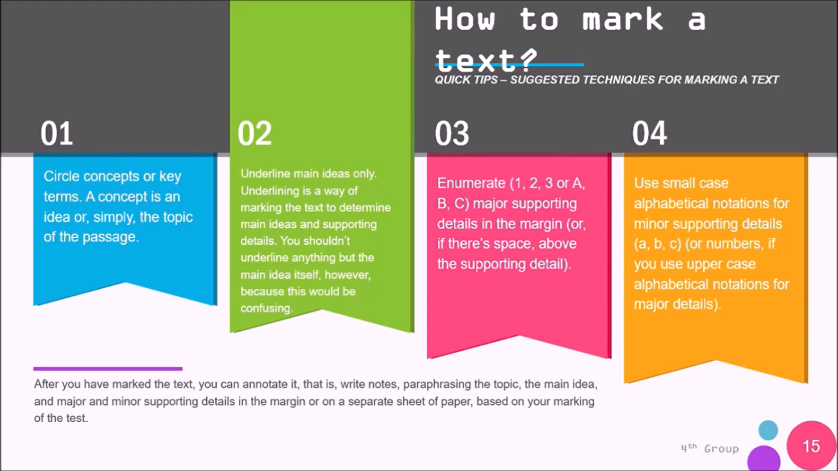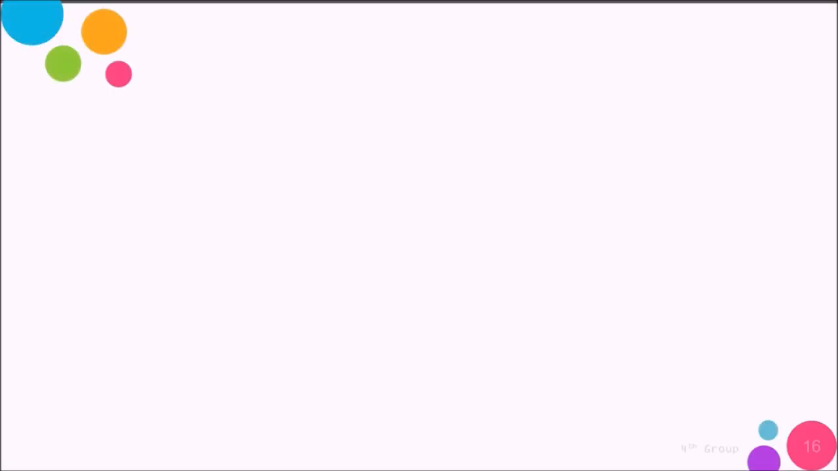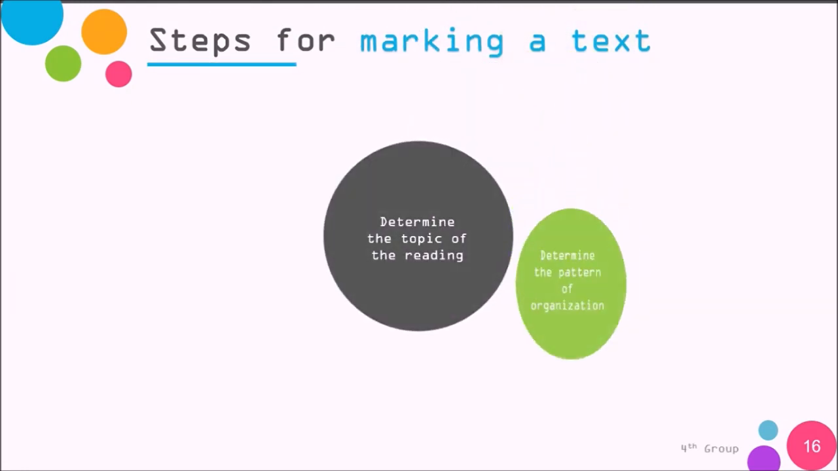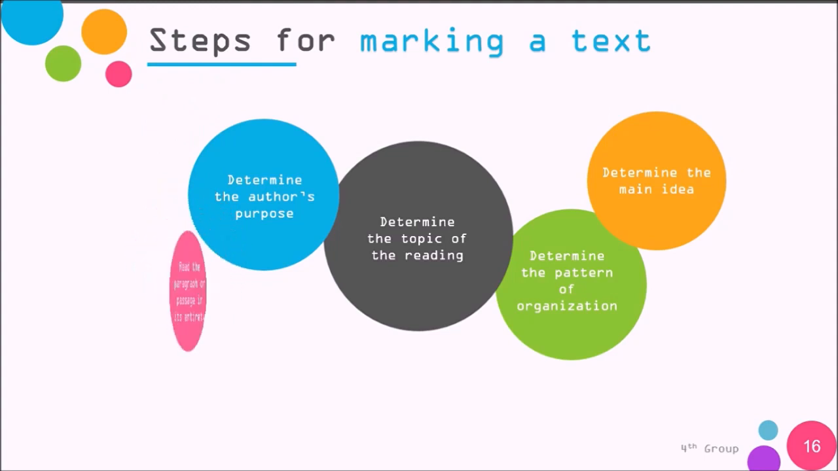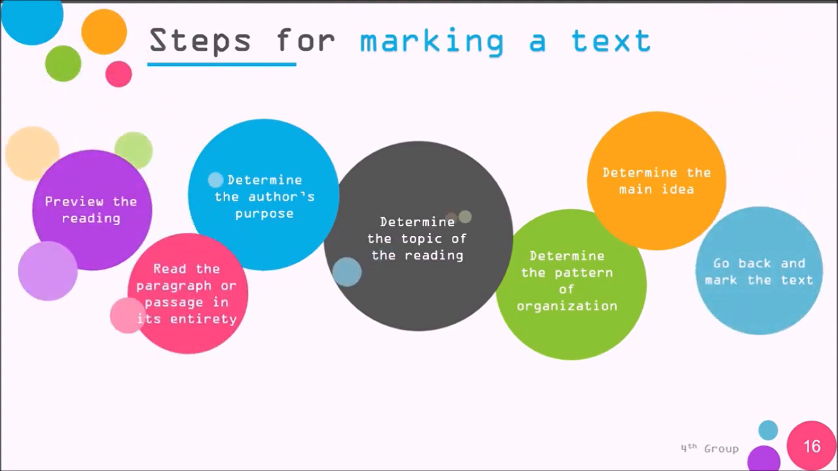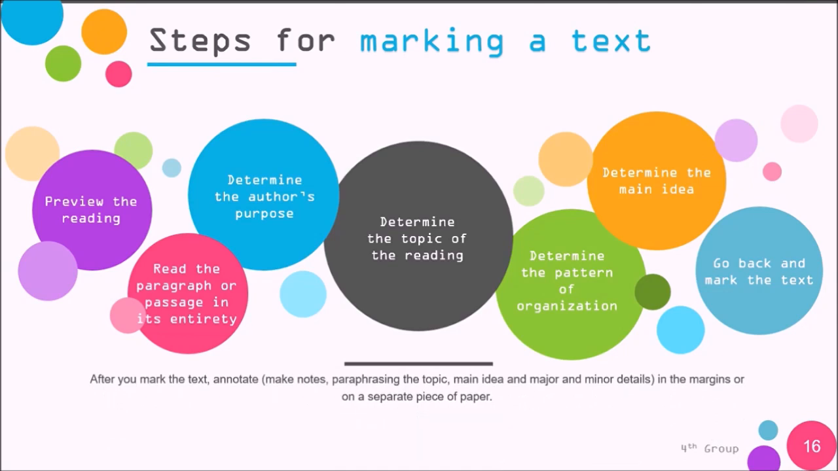Steps for marking a text. There are 8 steps. The first is preview the reading. Read the paragraph or passage in its entirety. Determine the author's purpose. Determine the topic of the reading. Determine the pattern of organization. Determine the main idea. Go back and mark the text. And the last, after you mark the text, annotate. Make notes paraphrasing the topic, main idea, and major and minor details in the margins or on a separate piece of paper.